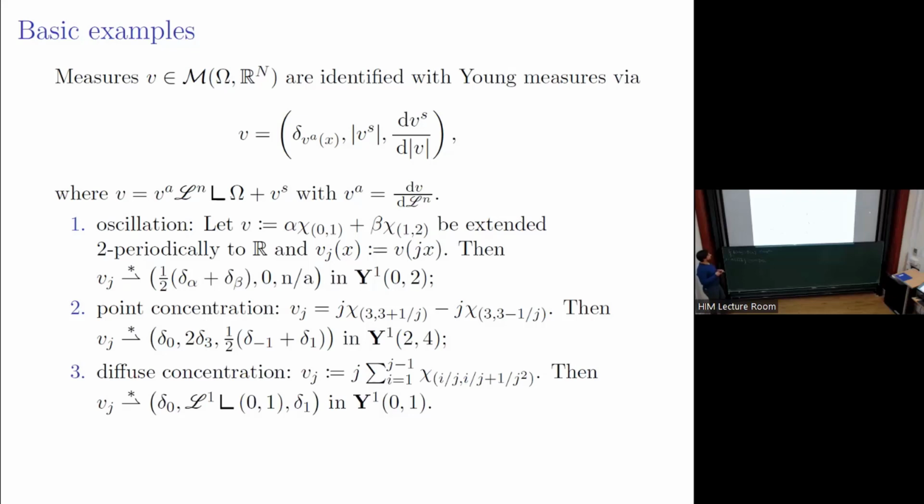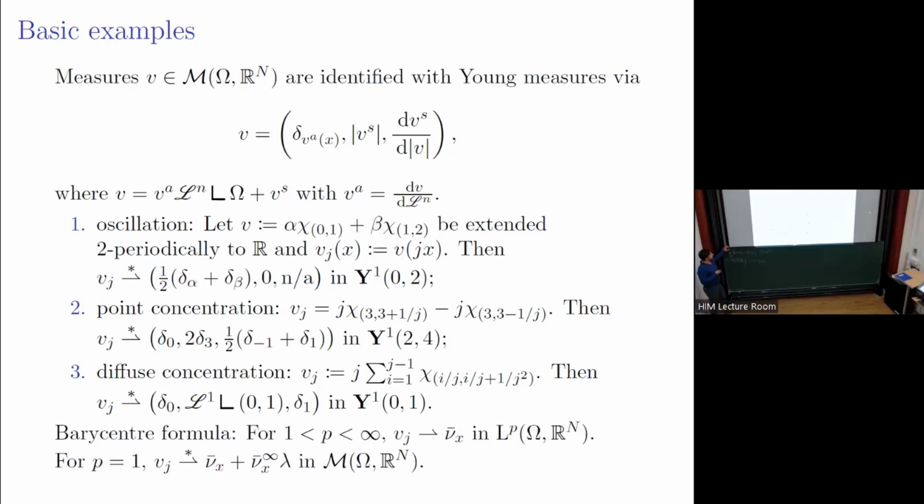I could say that I'm using two notations for Young measures. One is weak star convergence in the space of Young measures. And the other one also has an arrow with P to denote in which space of Young measures. This will come up slightly later. And finally, it's worth noting that we can reconstruct the limit of the sequence from the Young measure itself.